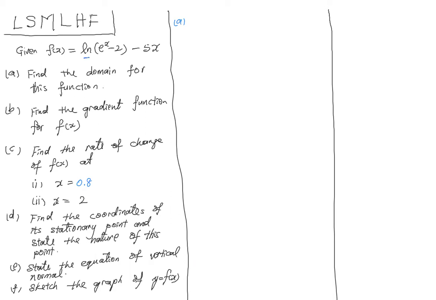Still remember? e to the power of x minus 2 cannot be less than 0. Yeah, e^x minus 2 must be greater than 0, correct? So e to the power x must be greater than 2. So x must be greater than, Shafiq? ln 2. Okay, so therefore the domain: x is a member of the real numbers and x is greater than ln 2. Yes, thank you.